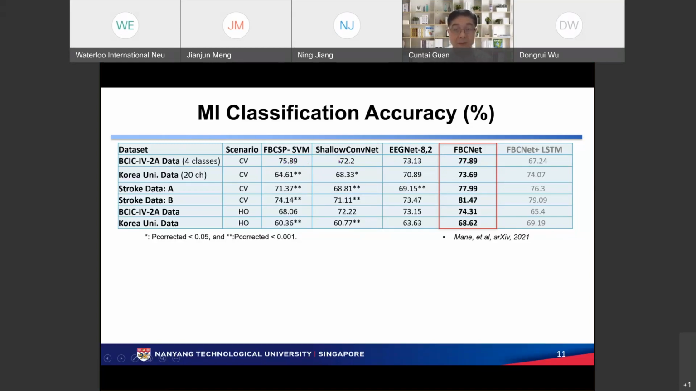Not only is the average performance important and useful for us, the individual accuracy is also interesting. For the career data set, which has 54 subjects, deep learning actually performs better than the traditional approach, and the FBCNet is also better than the rest. For stroke data, it's also interesting. You can observe that the average performance for stroke patients is not too far from healthy. This is also already seen in other studies. So this is good news.